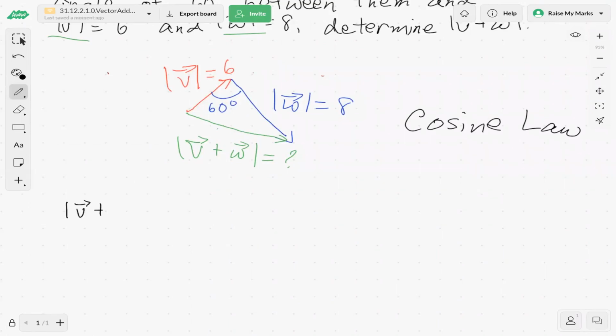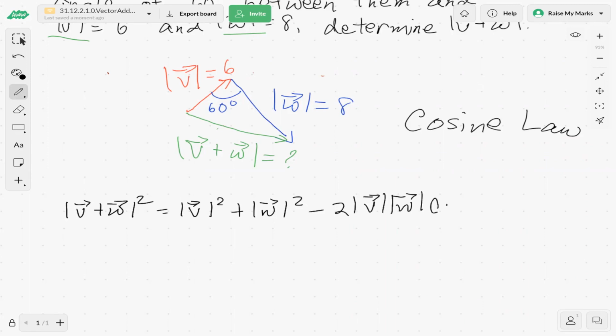The magnitude of v plus w squared equals the magnitude of v squared plus the magnitude of w squared minus 2 times the magnitude of v times the magnitude of w times the cosine of the angle between them. In this case, our theta is 60 degrees. So now we just plug everything in.